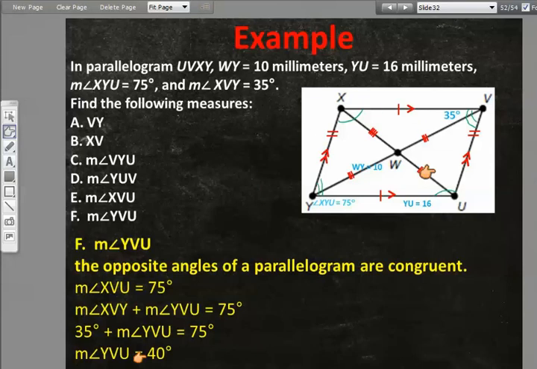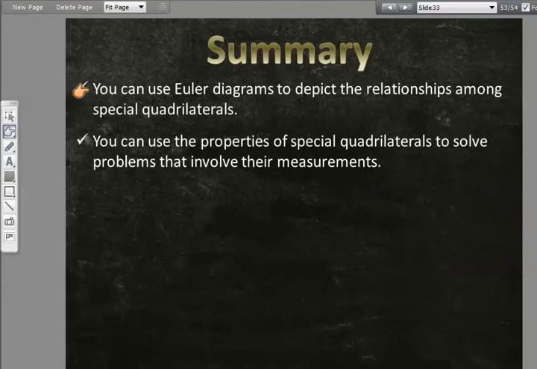So see how knowing all the properties of this parallelogram helped us solve all of these measures. It's just a big puzzle. That's the way you need to look at it. The summary in this lesson is you can use Euler diagrams to depict the relationships among special quadrilaterals, and you can use the properties of special quadrilaterals to solve problems that involve their measurements.